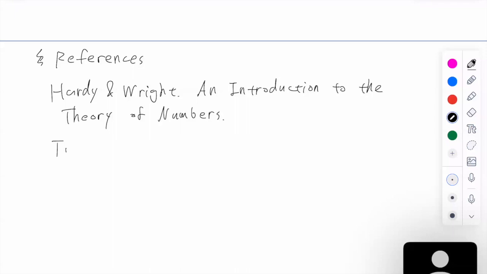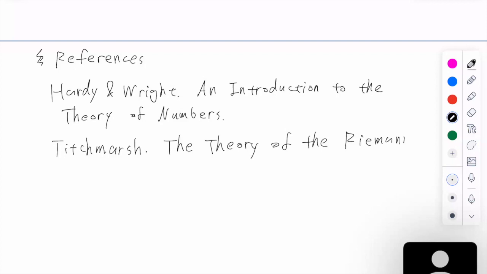Another book, which I take the proof of Kronecker's theorem from, is by Titchmarsh, and it is called The Theory of the Riemann Zeta Function. And you are not mistaken, he is applying the rational approximation theorem to study the Riemann zeta function.